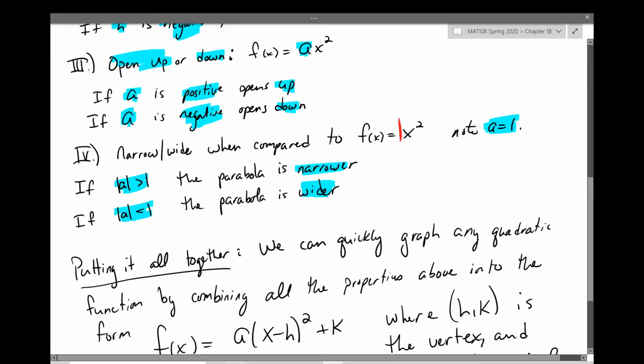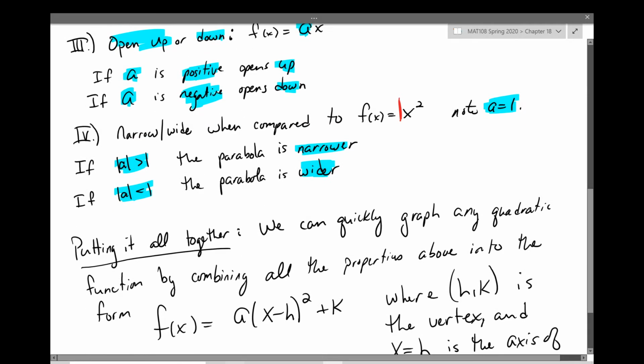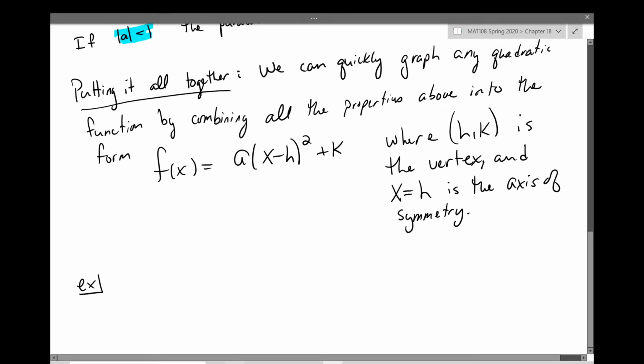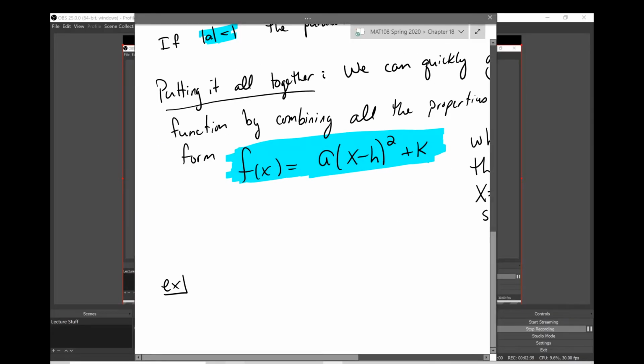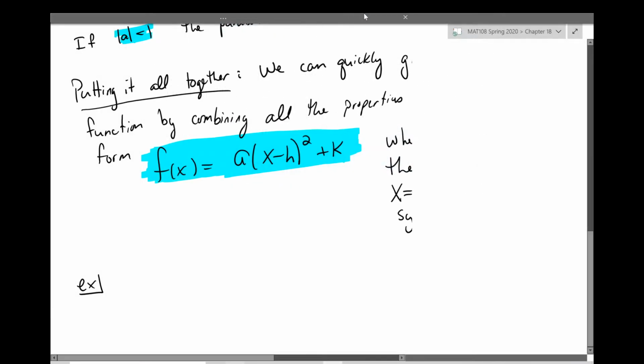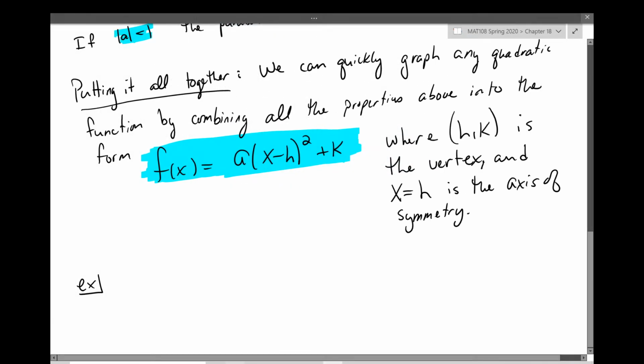So if we put all of this together, what we can do is we can quickly graph any quadratic function by combining all the properties above, and they look like this right here. So when you combine everything above, and I will label everything here, all right? I'll label everything here. You get this general equation right here, all right? Now, let me label everything, okay?